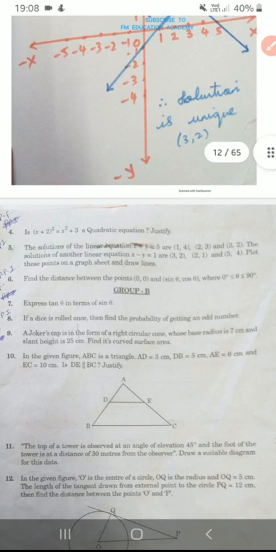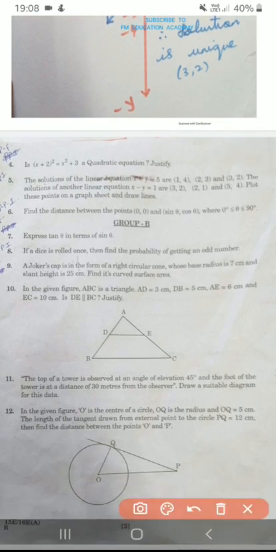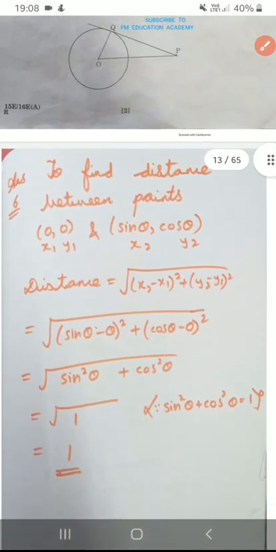Now sixth question is, find the distance between the points 0, 0 and sine theta, cos theta, where 0 degree is less than theta is less than 90 degree. Now a similar question was there in practice paper 1 also. Similar question means the values are changed but the question is same. Okay, so what are the points given to us?